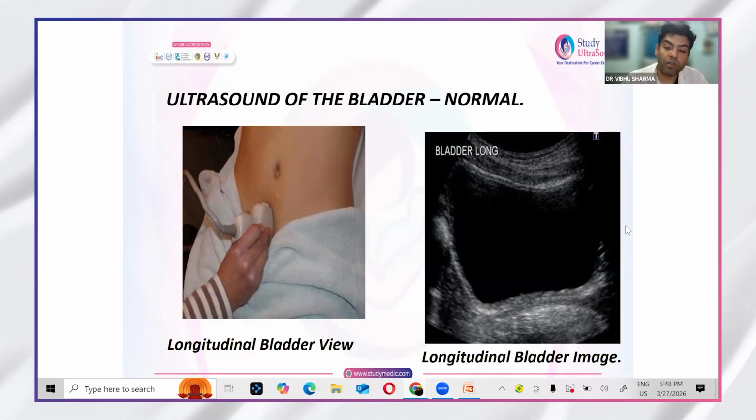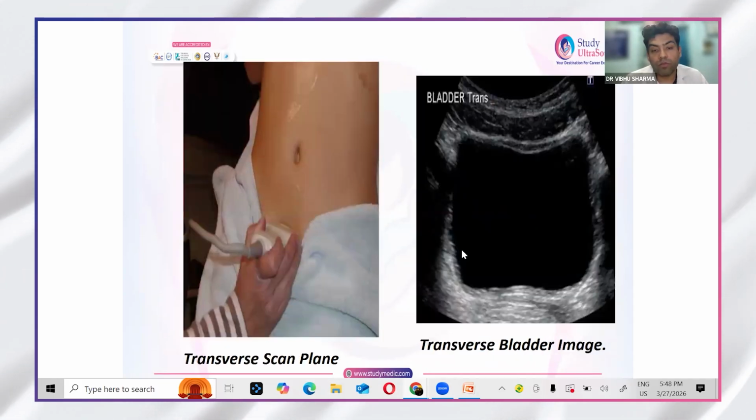So this is how the longitudinal appearance of the bladder will look. It's in the long axis. You can see the walls of the bladder, the inner mucosa, and intraluminal urine you can always check. Then moving on, you should change the longitudinal plane towards the transverse plane at this site only, and this is how the transverse appearance of the bladder will come.